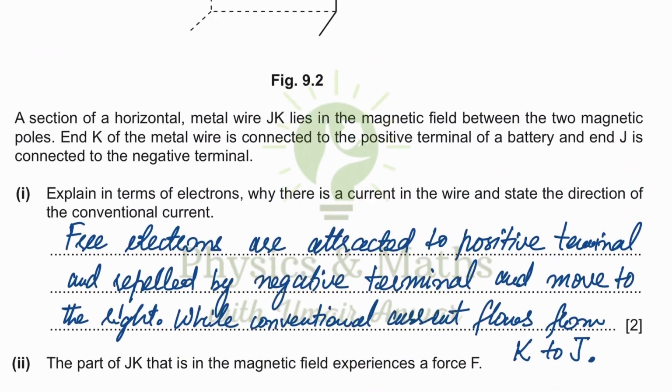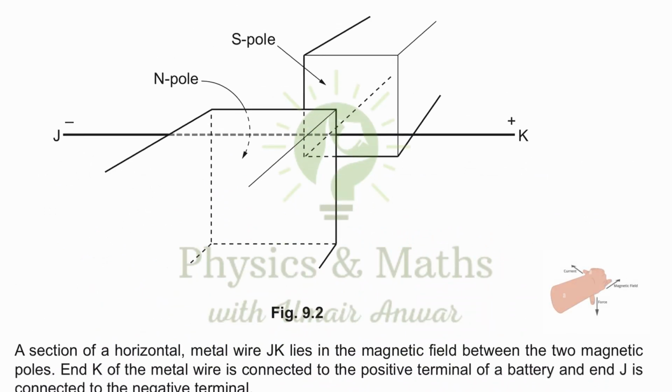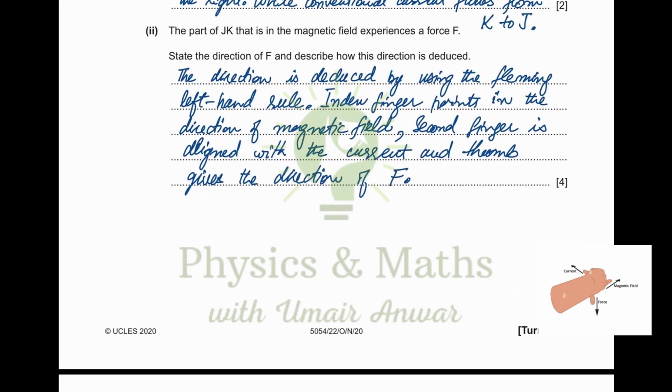Now in this case, the magnetic field is from north to south. It is always from north to south, so the first finger would be aligned into the page. Then the conventional current is to the right, so the second finger would be aligned towards the right, and the thumb is pointing downwards. So it means that a force in the downward direction would be experienced by this conductor.